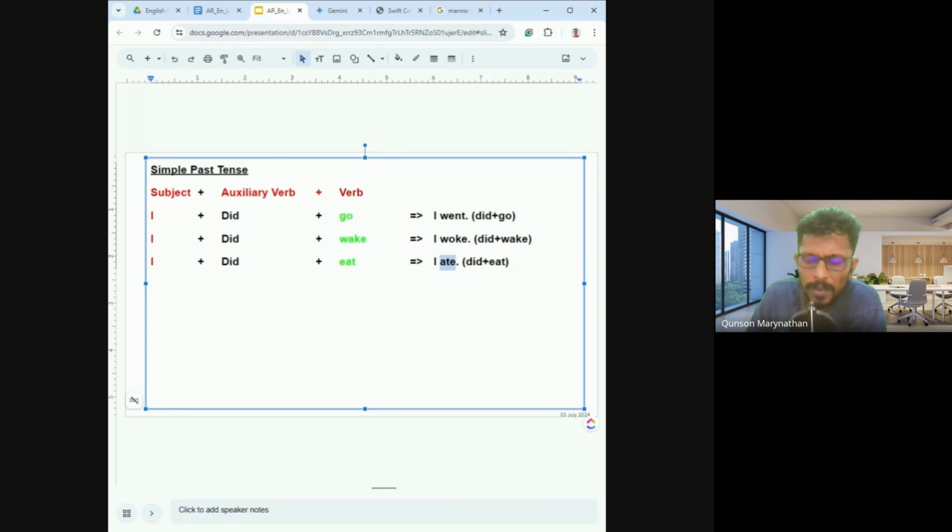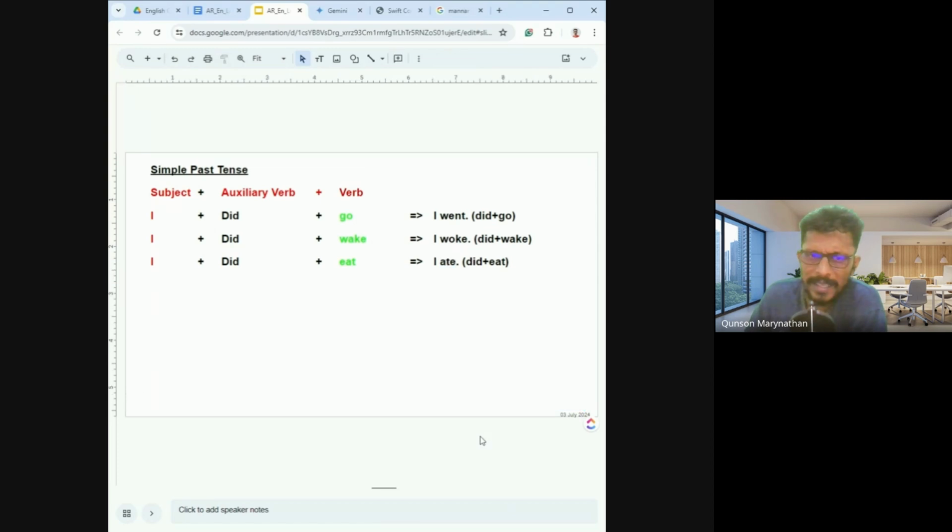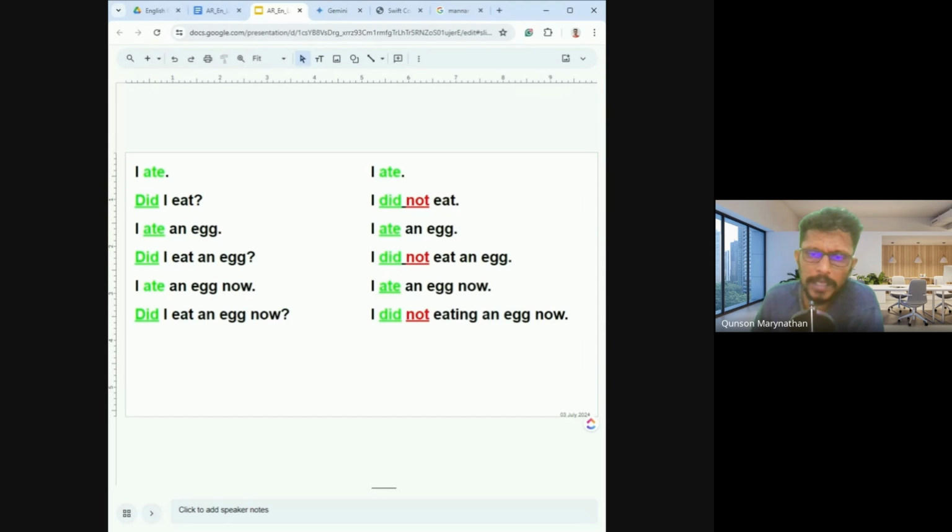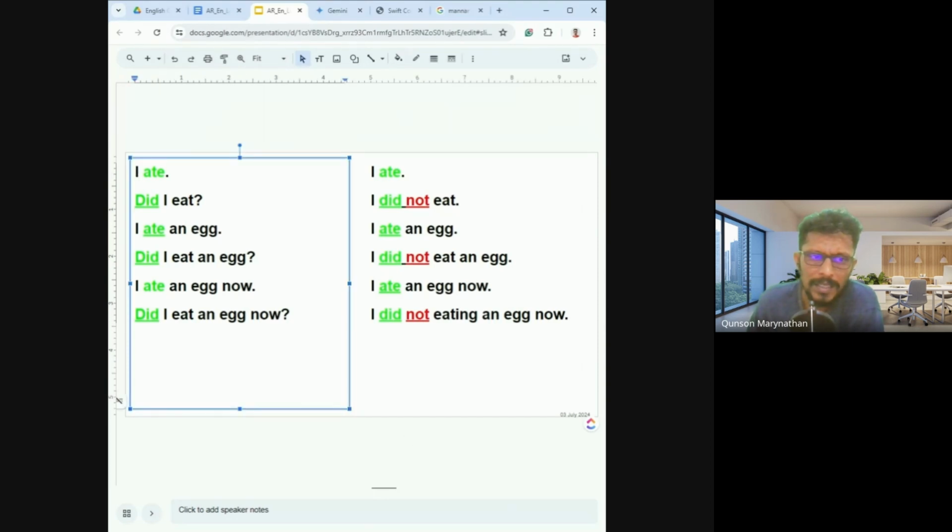Okay, right. So it is like this in English. I'll explain a little bit further. If you look at this, I ate. This is in past tense. I ate is a very simple past tense.